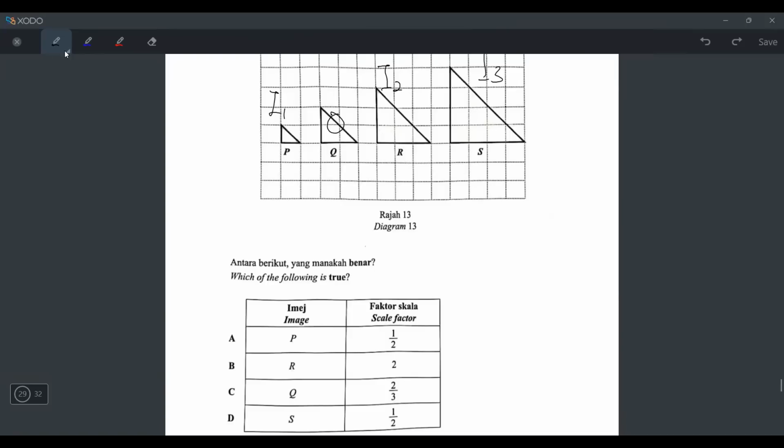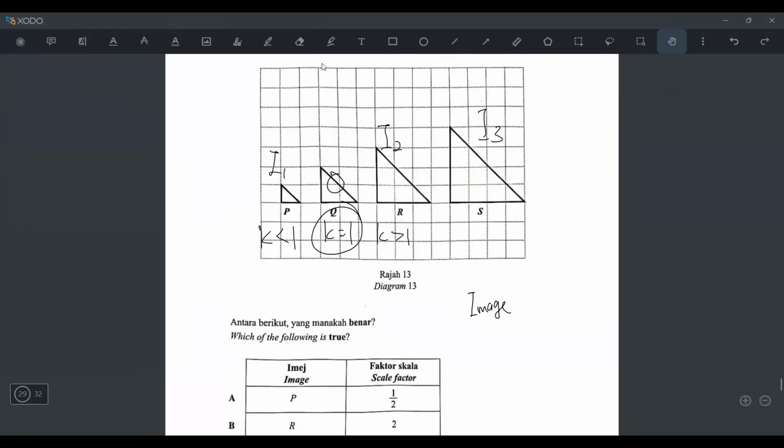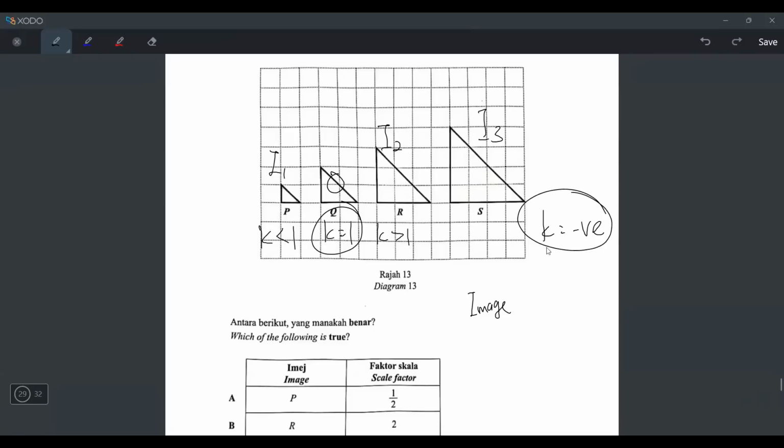You need to know one thing. If your image gets bigger, it means your scale factor will be bigger than 1. But if your image is getting smaller, it means your scale factor is smaller than 1. If your object and image didn't change, it means your K is 1. Because if K is 1, the object is like this and the image is also like this. It didn't change position at all. But what if your K is negative? This is special. If K is negative, the object and image will be on opposite sides.